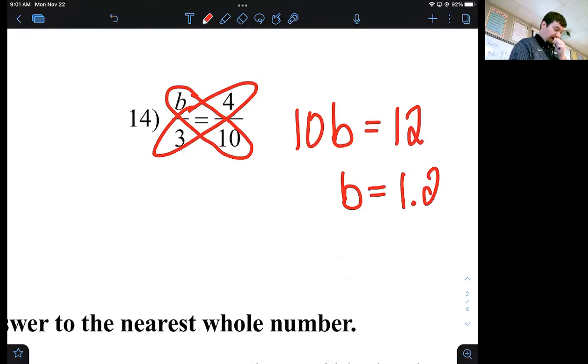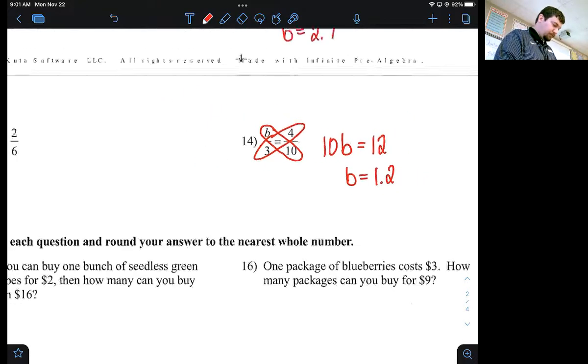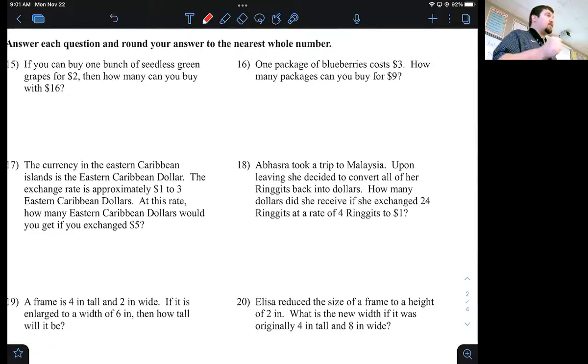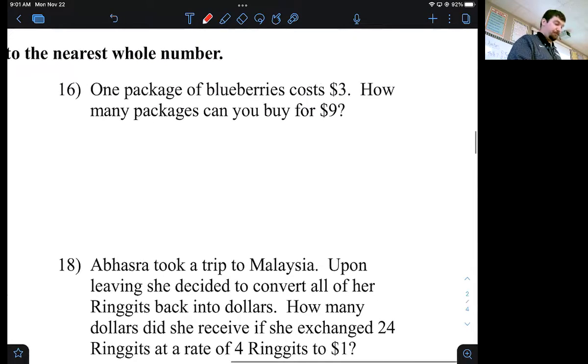1.2. All right. So B has to be 1.2 if those are going to be proportional. Now we're going to look at some story problems, and we're going to do the same thing. We're going to set up our proportion and cross multiply it. I'm going to leave the cross multiplying to you for time's sake, but I'm going to help you set up a proportion.